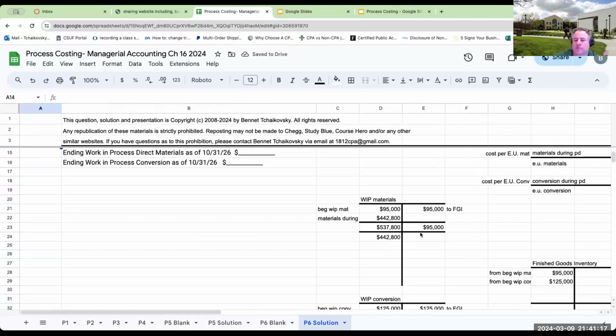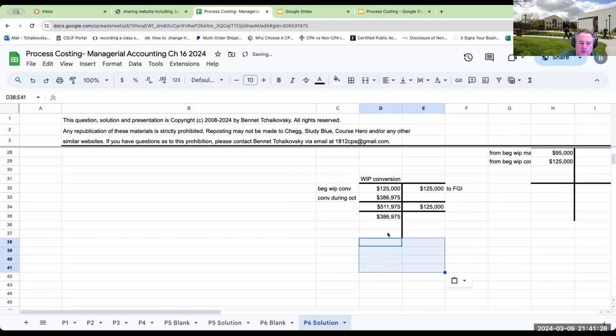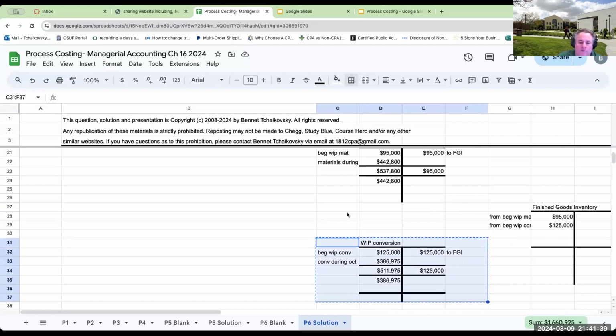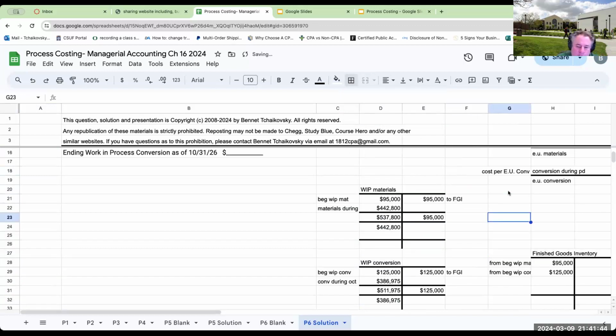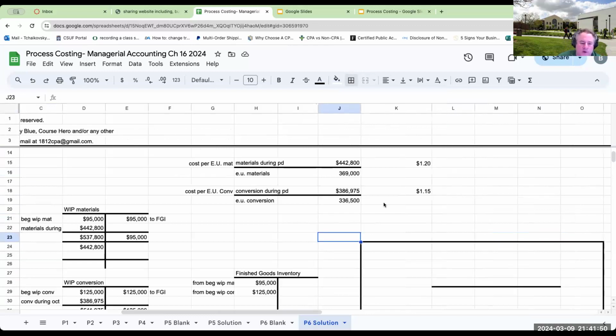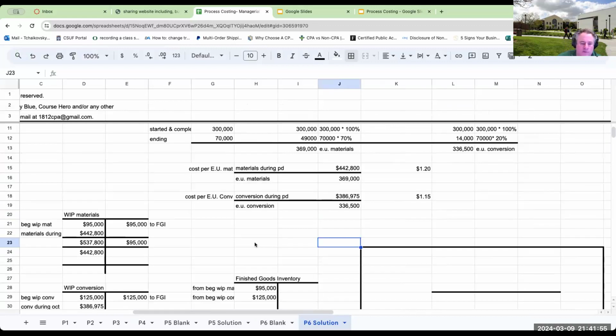Now, the next thing we're being asked to do is, what was the ending balance for our work in process materials? What was our ending balance for our work in process conversion? And then what is the ending balance of our finished goods inventory? We have two different ways of doing this, but what's very important is we have different ways we can be going through and checking our work.